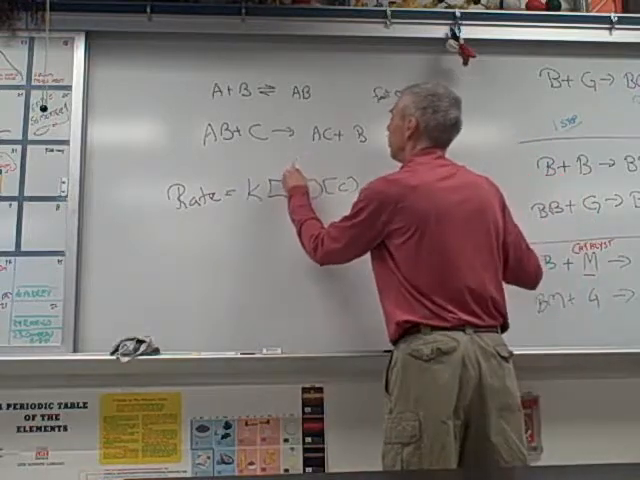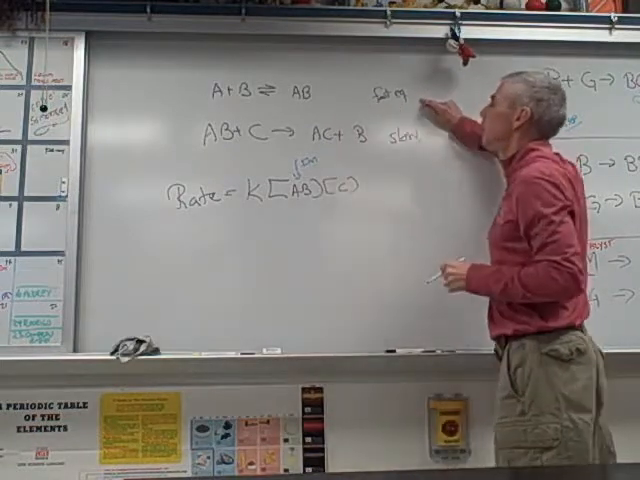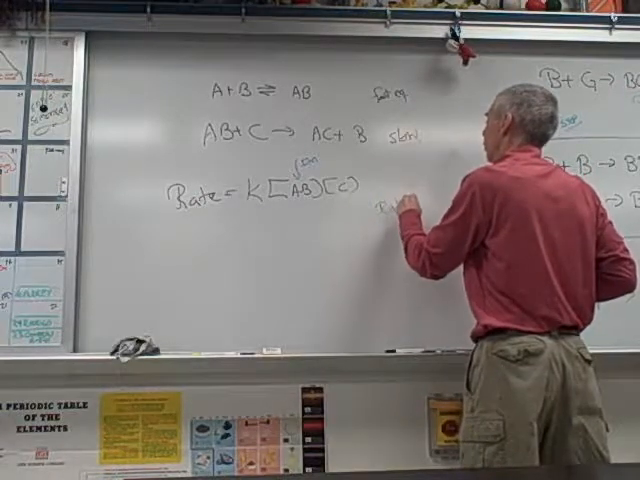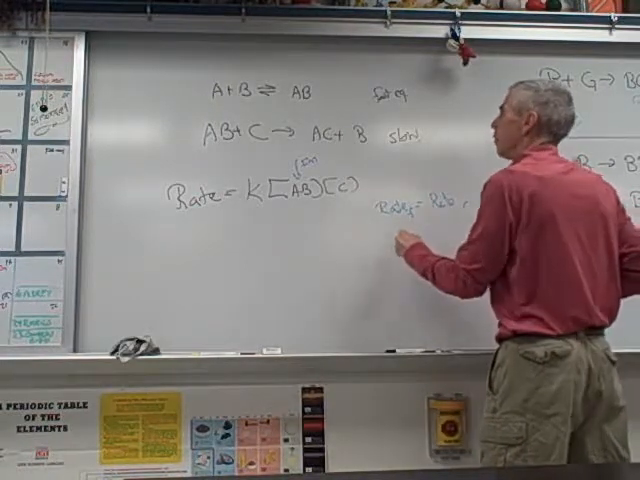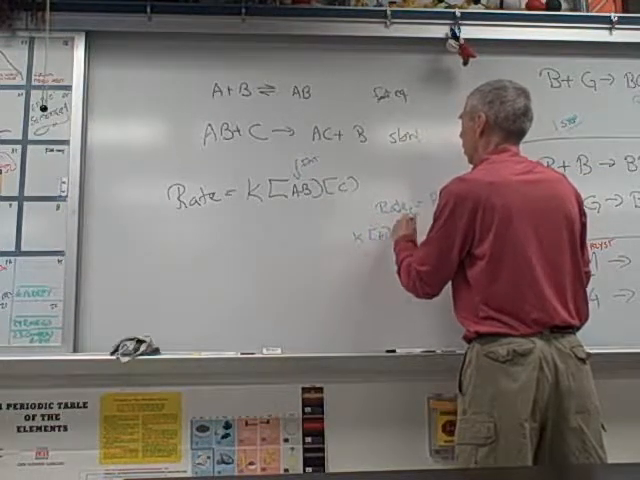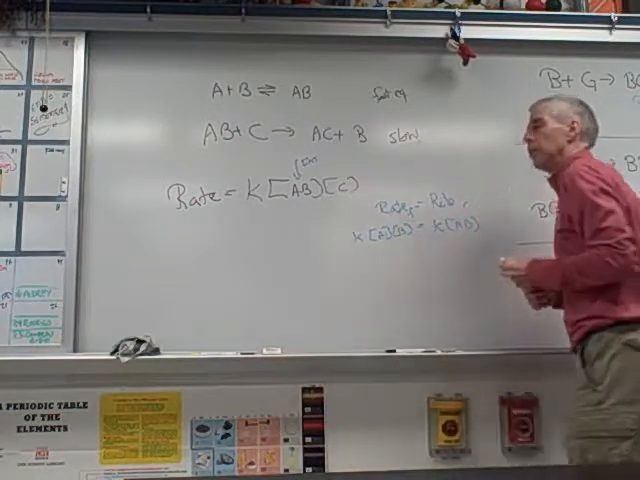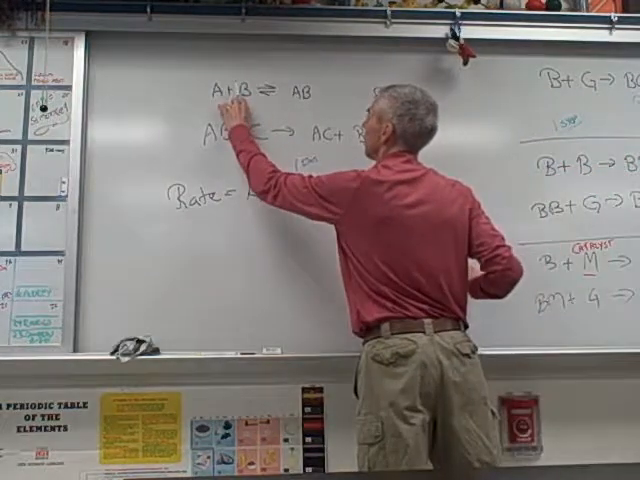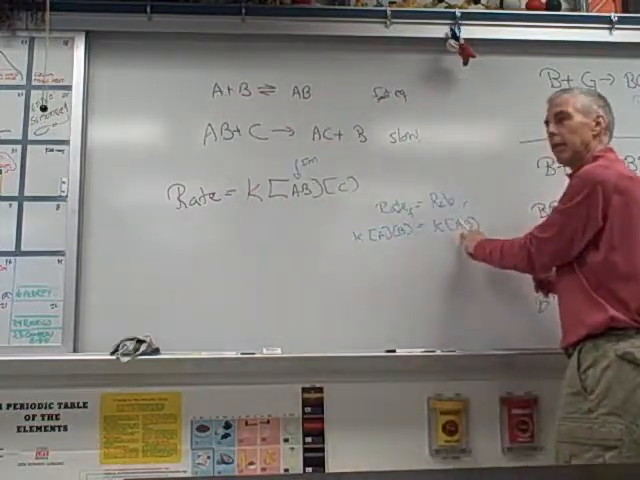Okay, second step. However, we have in here an intermediate. We have to get the intermediate out. And we have to take into account that there's an equilibrium in the first step. So what we're going to say is that the rate forward equals the rate in reverse. Right? And so the rate forward would be K times the concentration of A times the concentration of B. The rate in reverse would be K times the concentration of AB. Does that make sense? Because if you think about it, if you're going this way, these are the reactants. If you think about it that way, that's the reactant.